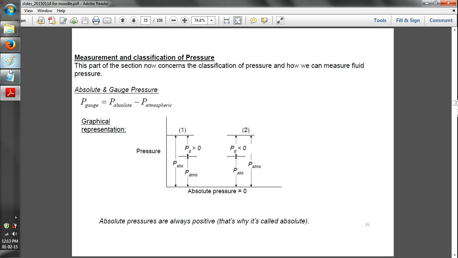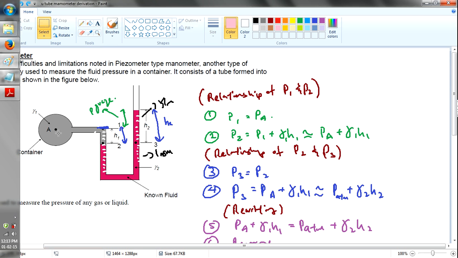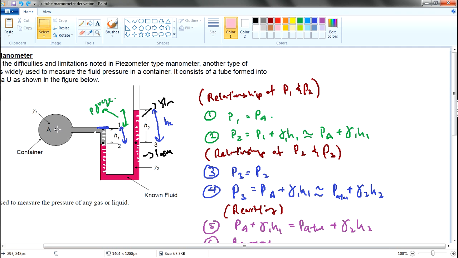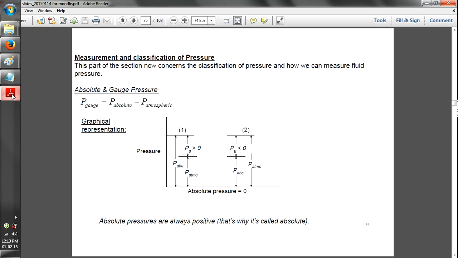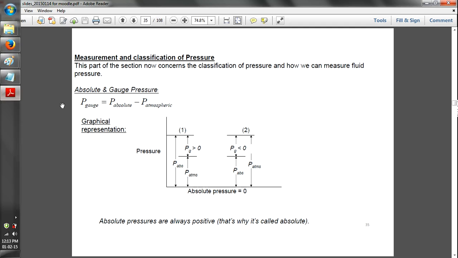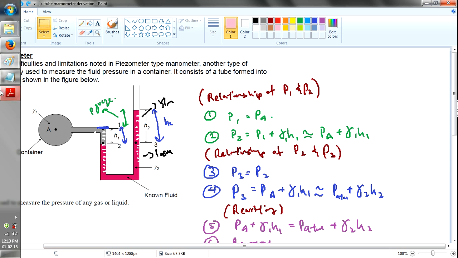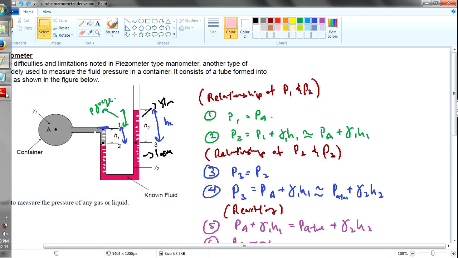So just a final summary: first thing first, you need to find a point in the fluid. You can pick whatever point in the fluid. You can pick here, here, or here, whatever you want. Typically you will set a datum point in the middle. So this will be a datum point, because it's easier: this is the highest point already and then you go down, so you set the highest point as the datum point. After which you make a relationship using this point, and then you sort it out.